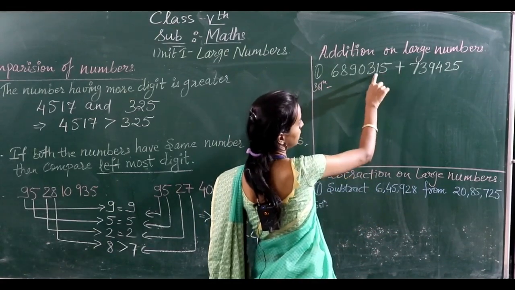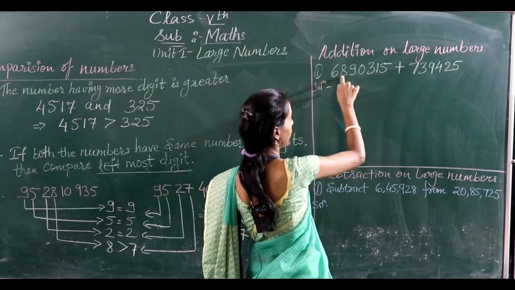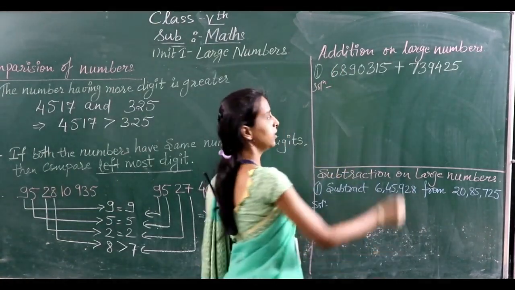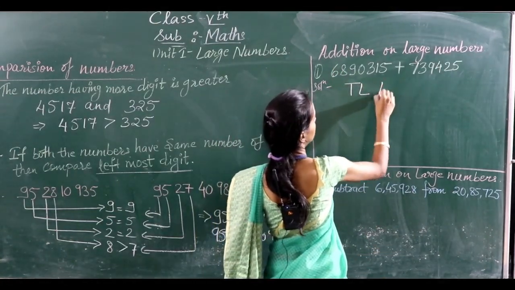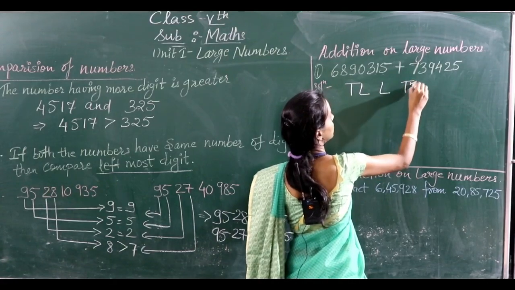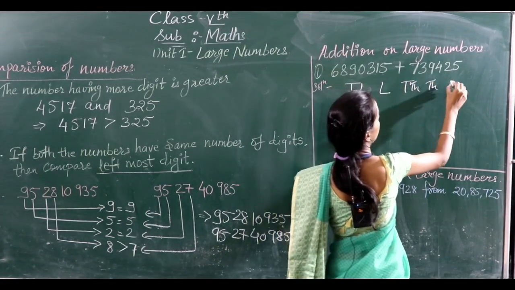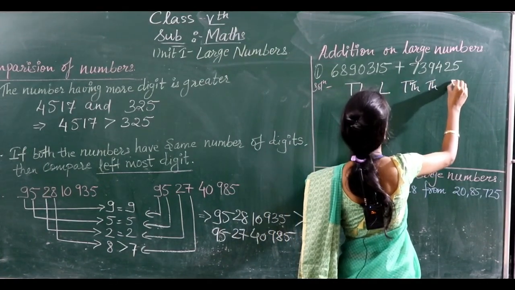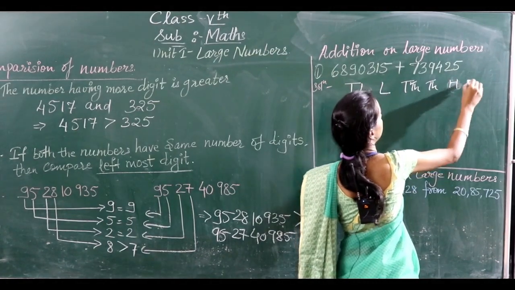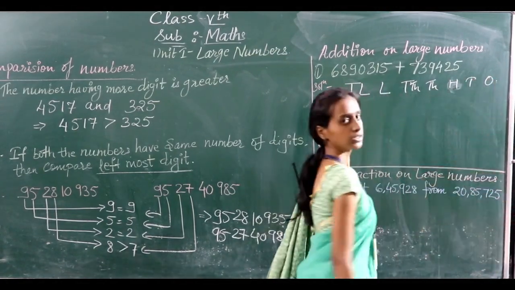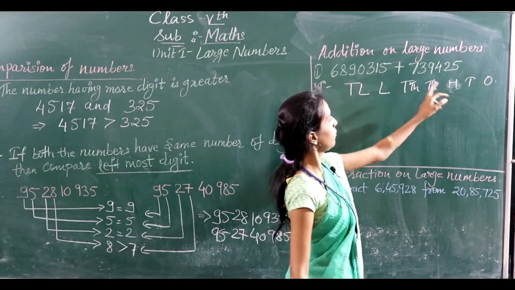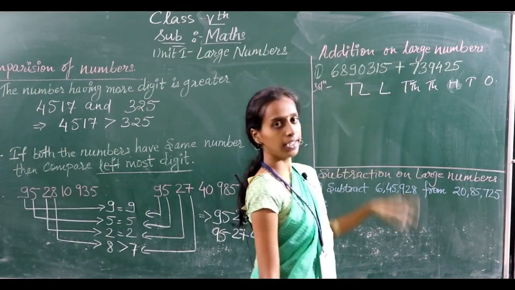Count here: ones, tens, hundreds, thousands, 10,000s, lakh, 10 lakh. So we will write here 10 lakhs, lakhs, 10,000s, thousands, then hundreds, tens and ones.